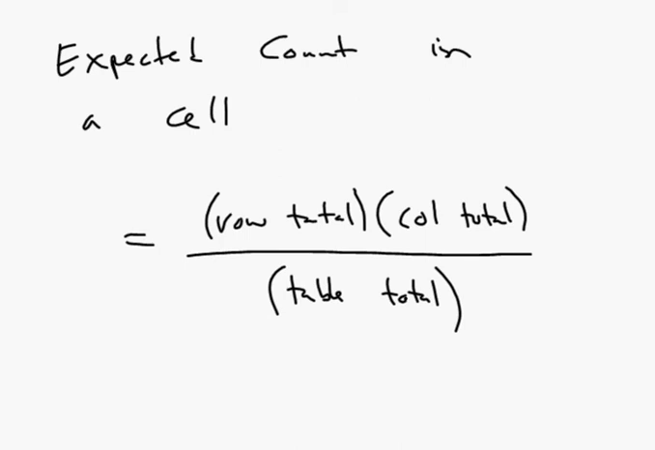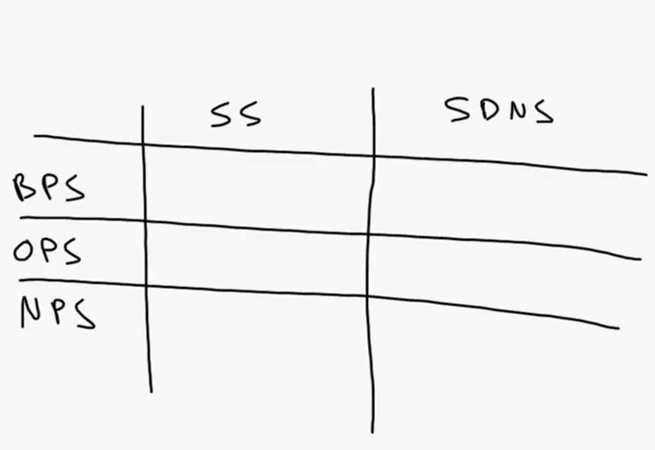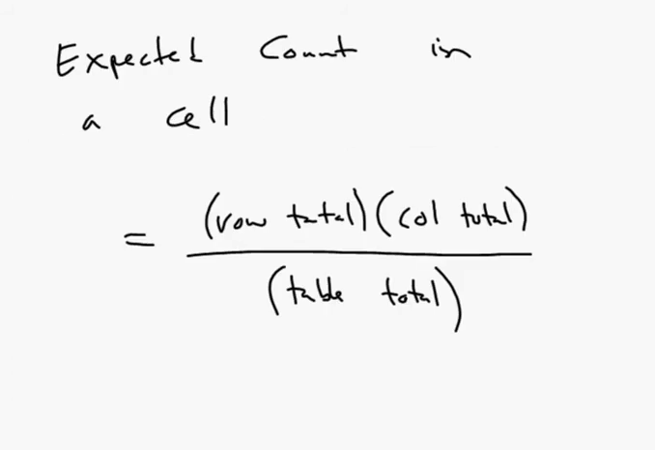So the expected count in a cell, now let me be clear on what a cell is. If you look at this table here, any of these blank boxes here, like this is a cell, and there's numbers that would go in there. Just like in a spreadsheet, you call the little boxes cells. The expected count in a cell is the row total that cell is in times the column total that cell is in, and then you divide by the table total.